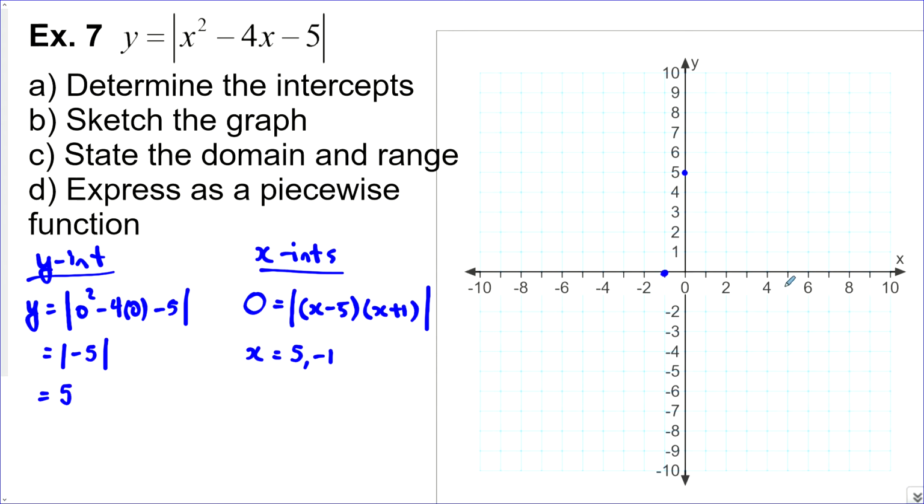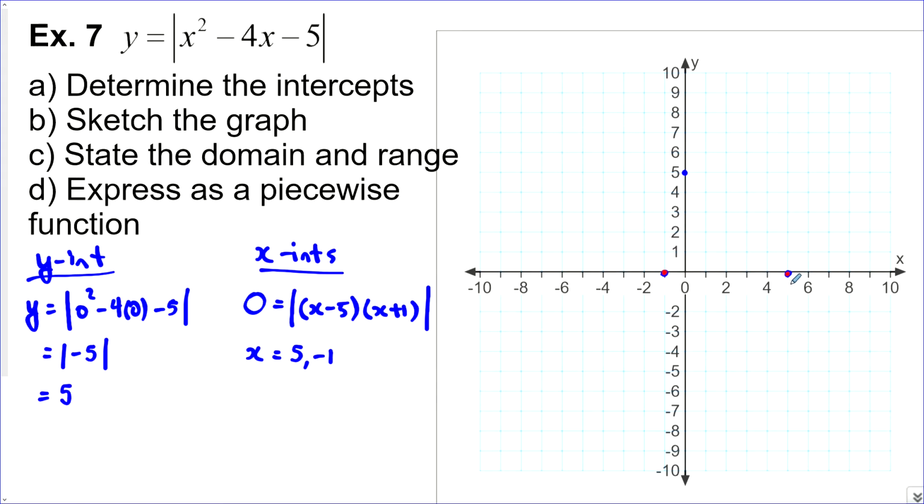Negative 1 and 5. Most people like to graph the quadratic without the absolute value signs and use that to sketch the graph of the absolute value and also figure out the piecewise later. So I'm going to do that in red. I'm going to graph y equals x squared minus 4x minus 5. The x-intercepts will be the same. The absolute value of 0 is just 0, so those don't move.